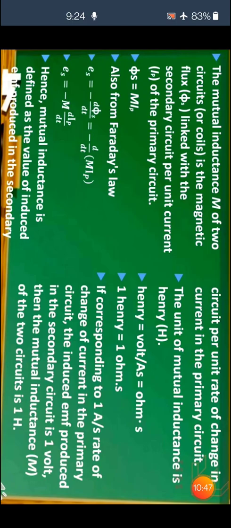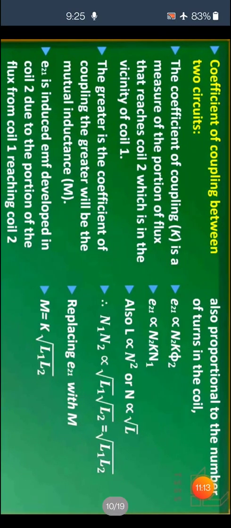If corresponding to 1 ampere per second rate of change of current in the primary circuit, the induced EMF produced in the secondary circuit is 1 volt, then the mutual inductance capital M of the two circuits is 1 Henry. Now the next topic is the coefficient of coupling between the two circuits.